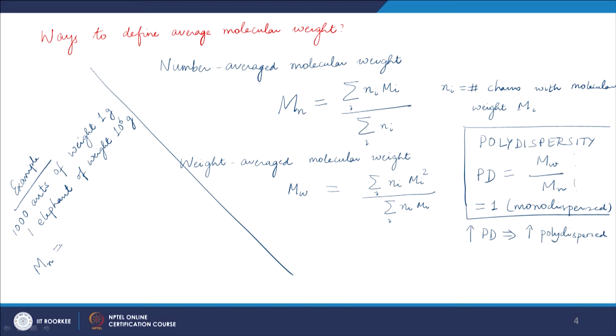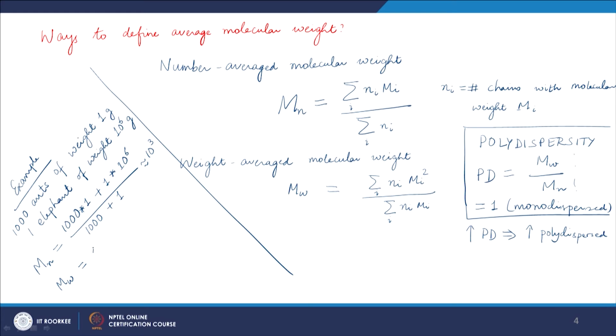So, we multiply the number of species of a molecular weight with the molecular weight. In this case we have 1000 ants of weight 1, and I multiply this, I add one elephant of weight 10 to the power 6, and then I divide by the number of ants plus the number of elephants, and you can see this quantity will be something around 1000.